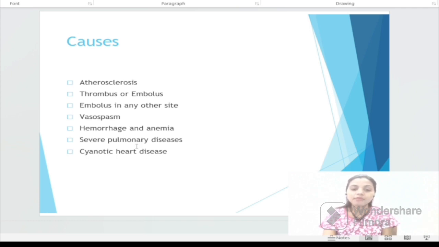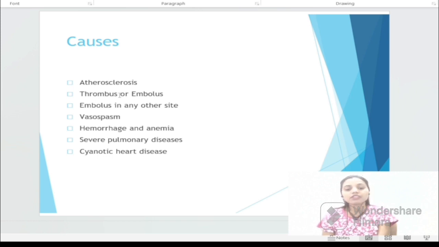And next one is severe pulmonary diseases. Okay. So last one is cyanotic heart disease. Now we will discuss briefly one by one what are the causes, how they cause the myocardial infarction, and how they cause the obstruction in coronary artery blood flow. Okay. So first one is atherosclerosis.